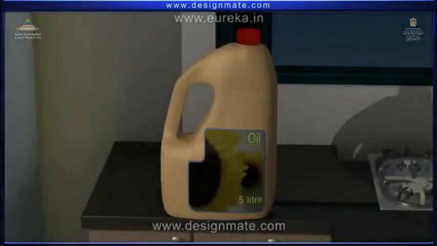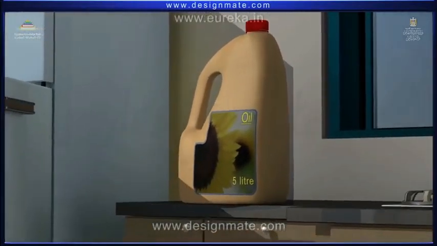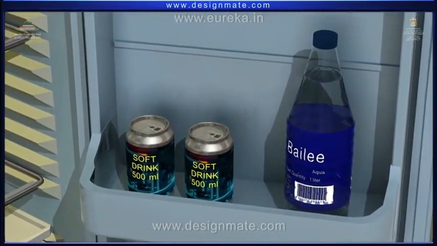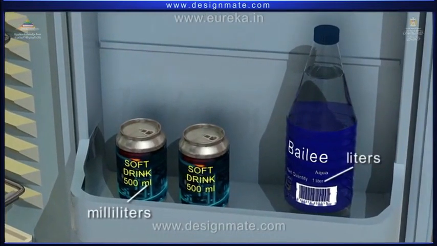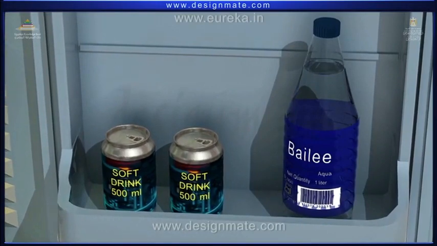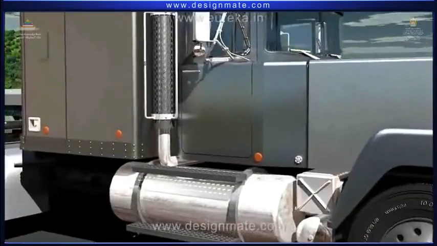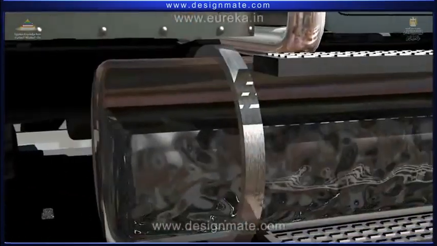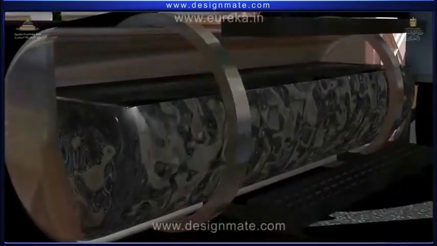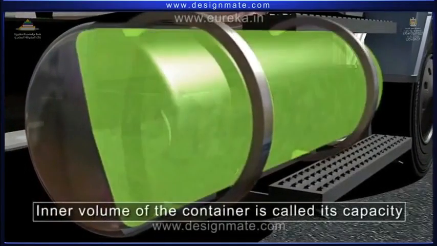Volume of liquids. When you see an oil can, you can find 5 or 15 liters written on it. Similarly, you can see soft drinks and milk bottles on which the quantity of liquid is mentioned in units of milliliters or liters. But do you know what they stand for? These units denote the volume of liquid filled in the container. Often, you would have seen vehicles mentioning fuel tank capacity in terms of liters. Every container has a maximum limit up to which liquid can be filled within it. This inner volume of the container is called its capacity.